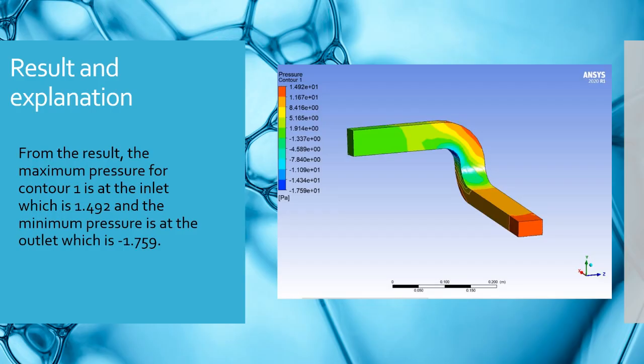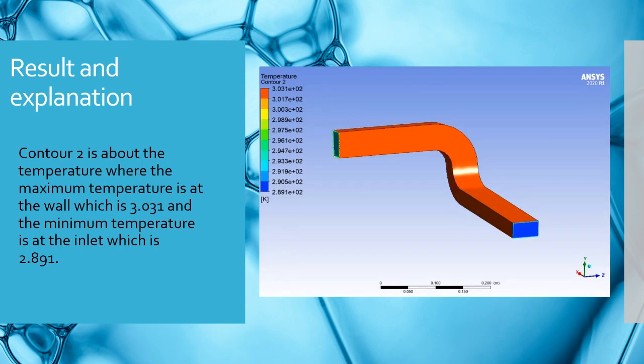I'm Muhammad Izrul bin Muhammad Izani, and today I will explain the result and explanation. From the result, the maximum pressure for contour 1 is at the inlet, which is 1.492, and the minimum pressure is at the outlet, which is -1.759. As for the temperature, the maximum temperature is at the wall, which is 3.031, and the minimum temperature is at the inlet, which is 2.891.